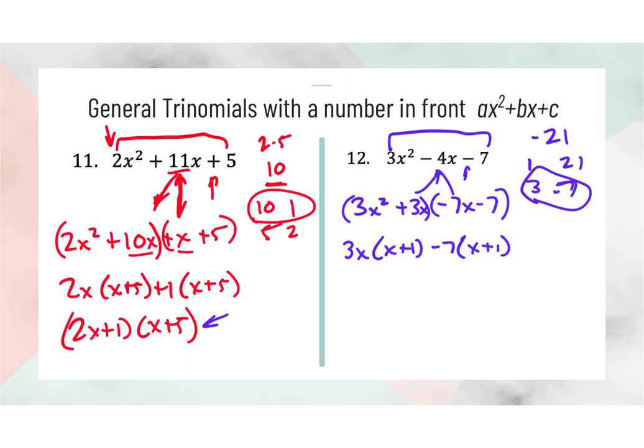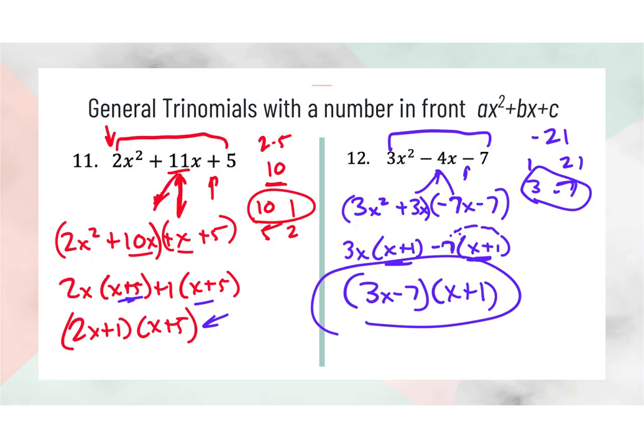Note the sign. Okay, negative 7. If I was going to distribute this back through, negative 7 times positive 1 is negative 7. So now these match up, just like they did over here. So I can put those together. There's my answer.